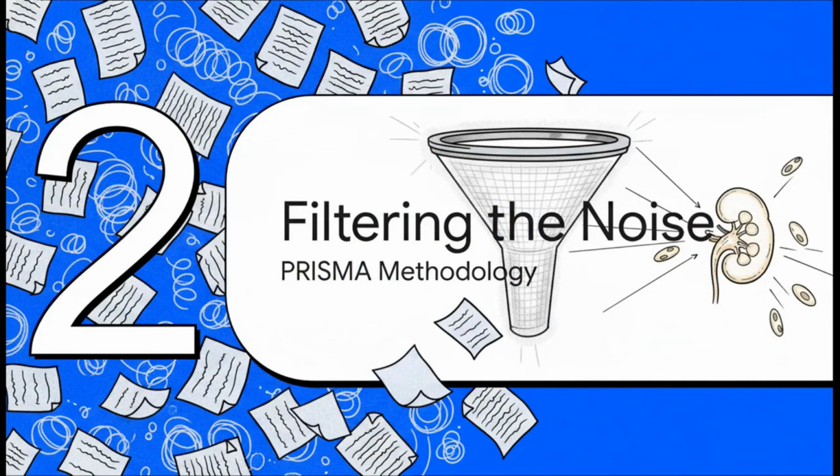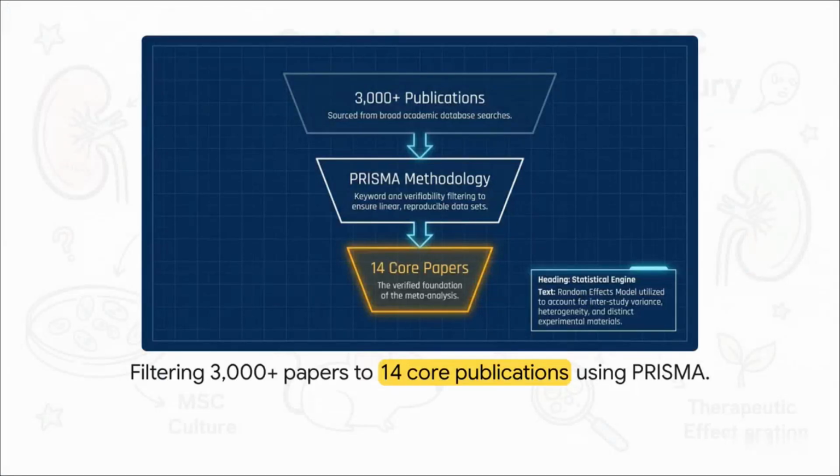Section 2. Filtering the noise. So how in the world do we take over 3,000 chaotic papers and actually find the truth? Well, you have to ruthlessly filter the noise. The researchers here utilize the PRISMA methodology. This relies on super strict keyword and verifiability filtering to ensure linear, reproducible datasets. They took those 3,000 plus publications and aggressively narrowed them down to just 14 core verified papers. Those 14 papers form the absolute reliable foundation of this entire meta-analysis.